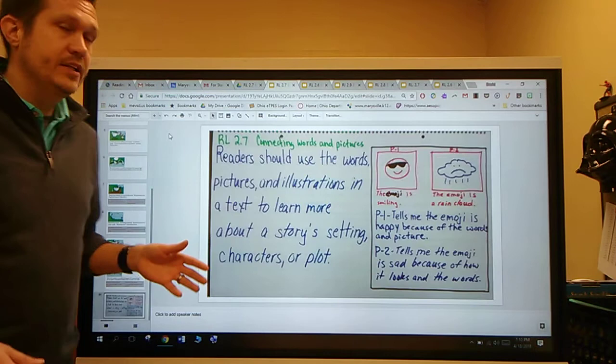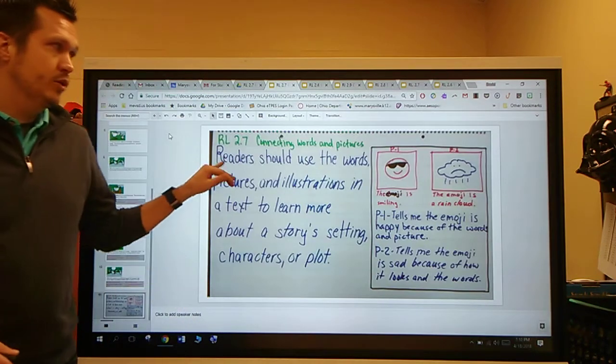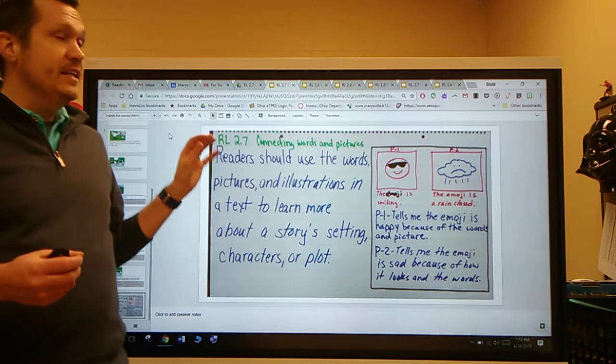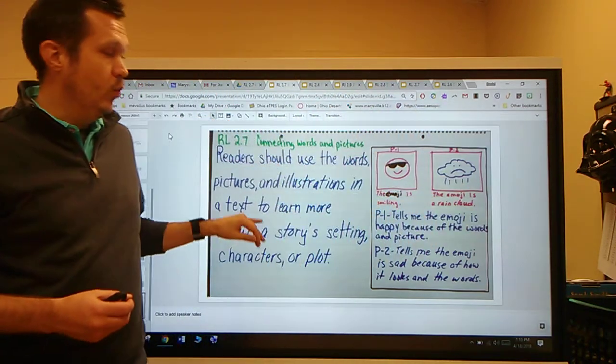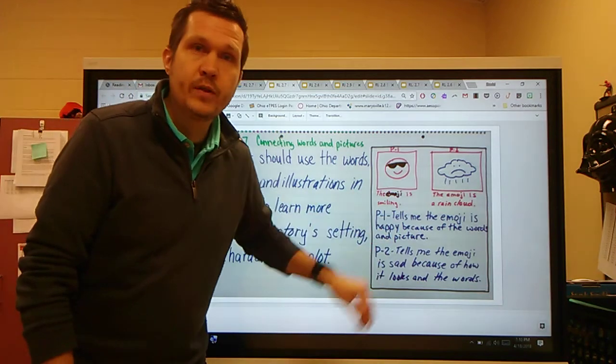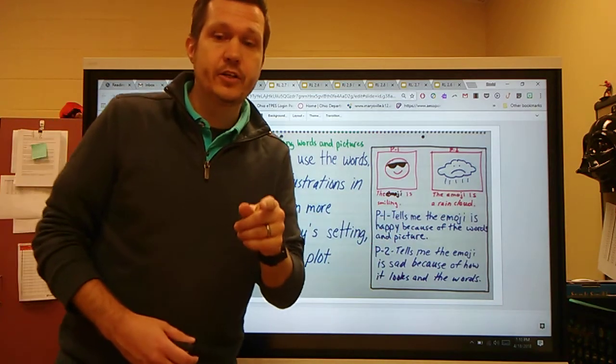So when you go out into your reading today, remember, readers use the words, pictures, and illustrations, and they connect those pictures to the words that the author uses in order to find out what the true meaning is. So try that out in your writing or reading.